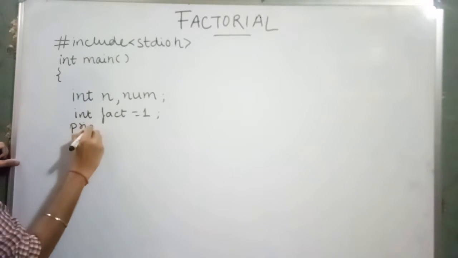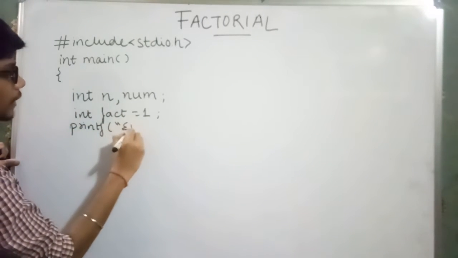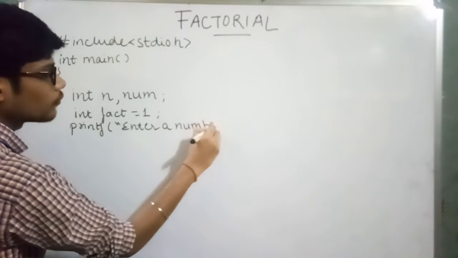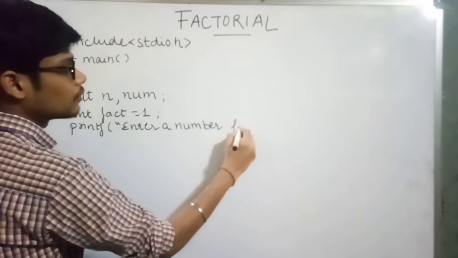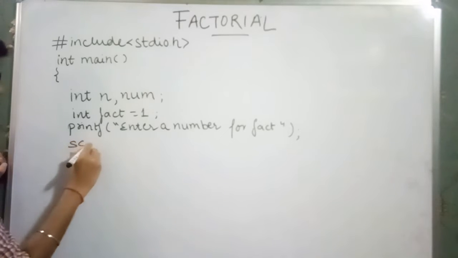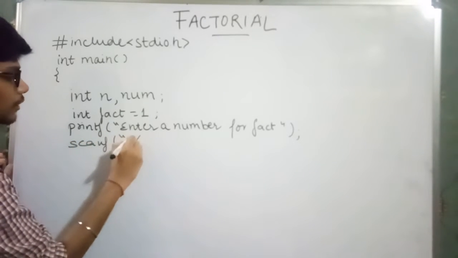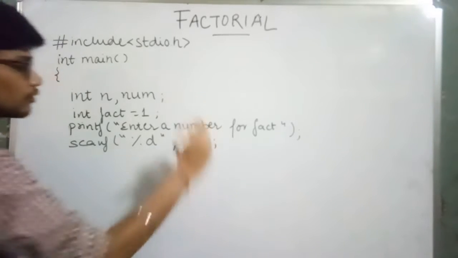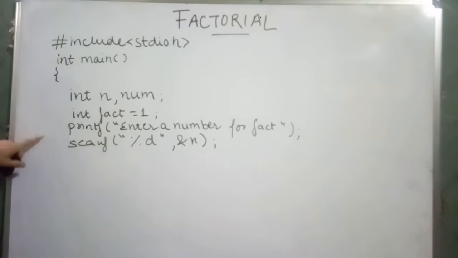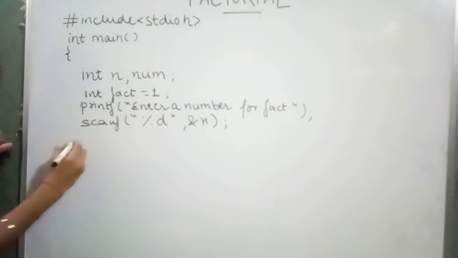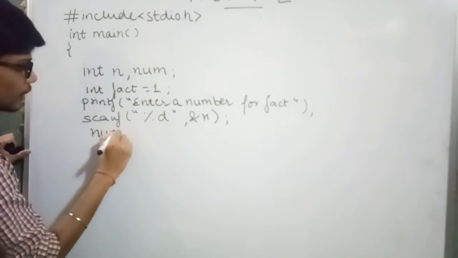So printf "enter a number for factorial", then scanf "%d", ampersand n. So in our output we will get "enter a number for factorial", and whatever value you want to enter, you can enter, and it will be stored in n. So now we are putting n into num.